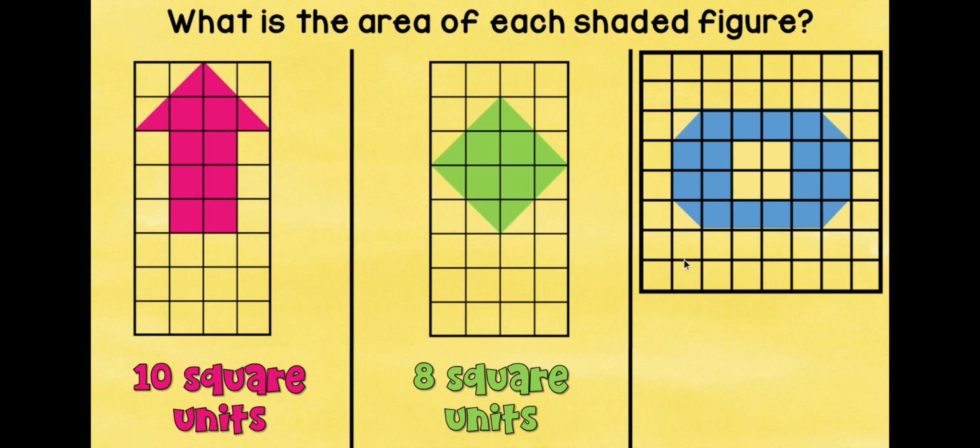And then for the blue, there's a lot going on over here. So I'm counting my whole squares, starting with the top row up here so I can try and keep track. I've got 1, 2, 3, 4, 5, 6, 7, 8, 9, 10, 11, 12, 13, 14, 15, 16. Now I can put these 2 halves together to make 17, and these 2 halves together to make 18. So hopefully you got the area of 18 square units.